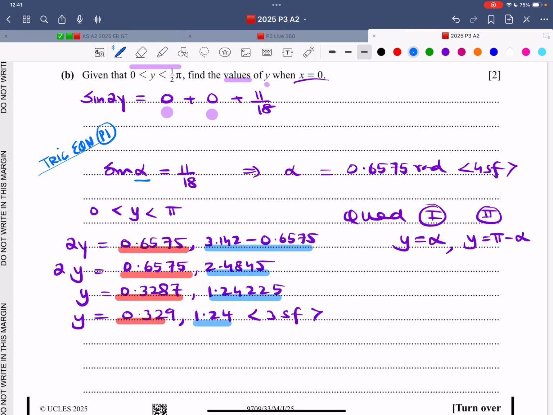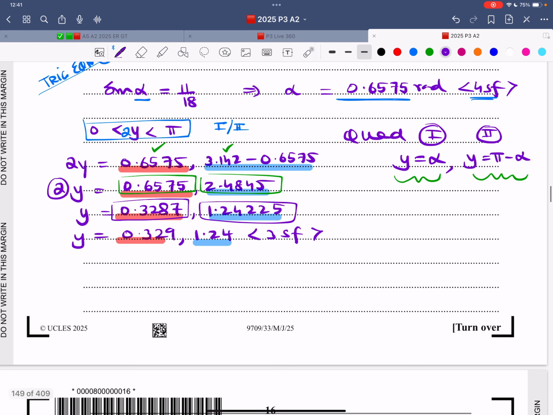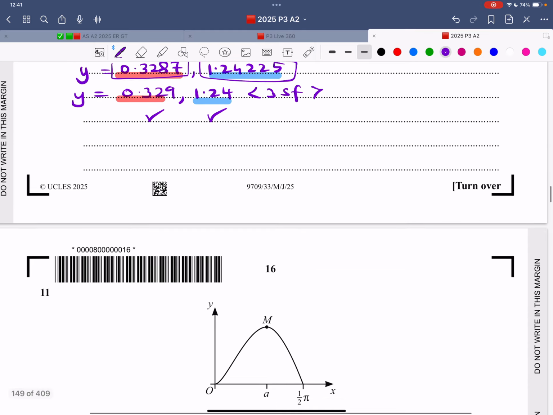The first thing, find the basic angle, that is this thing, work in at least 4SF. Modify the range, y lies between 0 and pi by 2, so 2y lies between 0 and pi. So this is like first quadrant and second quadrant. We know that in the first quadrant, theta or y is equal to basic angle, second quadrant y is pi minus basic angle. First write in 4SF. Then divide by 2. It's still in at least 4SF, and then the final answer 3SF.